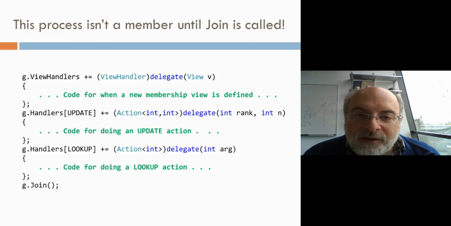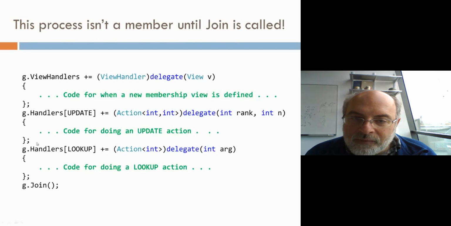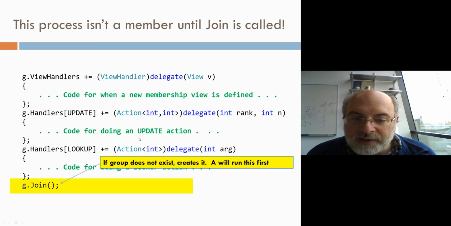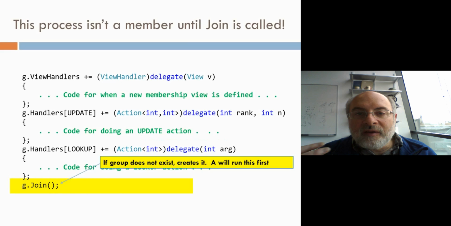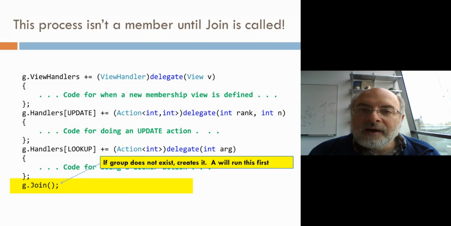Okay, so let's get back to our program. The process isn't even a member until join is called. So we set up the group, and then we call g.join. What's going to happen at this point is that if the group doesn't exist yet, ISIS will create a new instance of it and will load its state from a previous checkpoint if you made the group persistent.